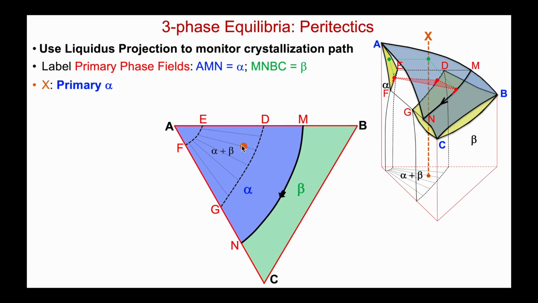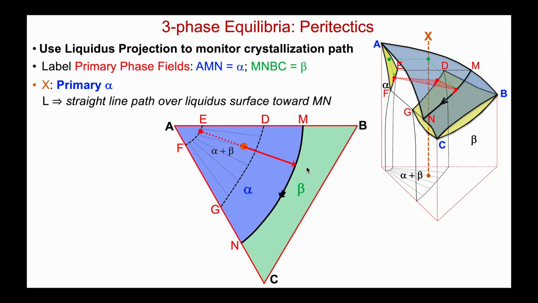Here's my overall composition. We see two things. Number one, when we end up, it's two-phase alpha plus beta. But we also see that the first surface it intersects is the alpha primary phase field. And that's pretty clear from this liquidus projection. If we're pulling out alpha from this overall composition, so alpha lies over here, the composition of the liquid must move in the opposite direction. So the composition of the liquid follows a straight line path over the liquidus surface to Mn.